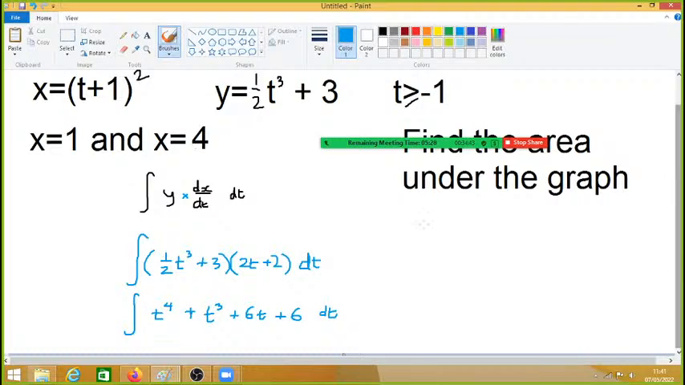So don't worry about the numbers just yet, the limits, but just integrate this and tell me what you get as your next line.